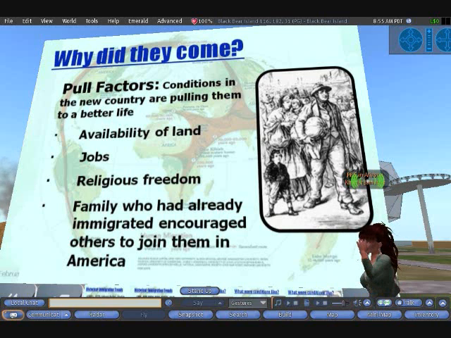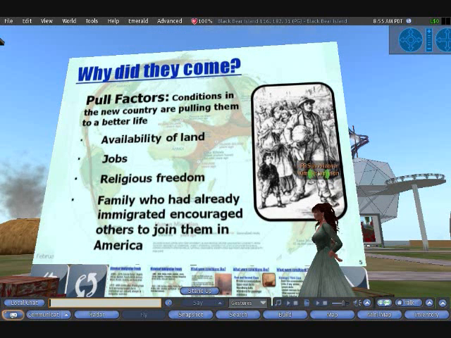And then this final point is probably one of the most common today, and it's because family had immigrated here, and so they're supporting their family back in their homeland and eventually encouraging them and sponsoring them to come over.